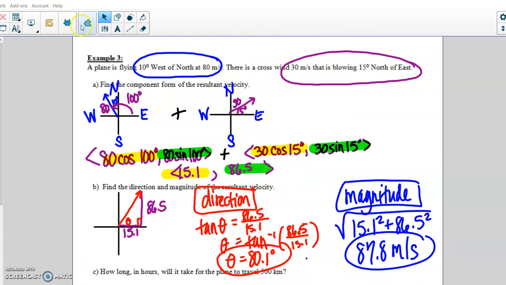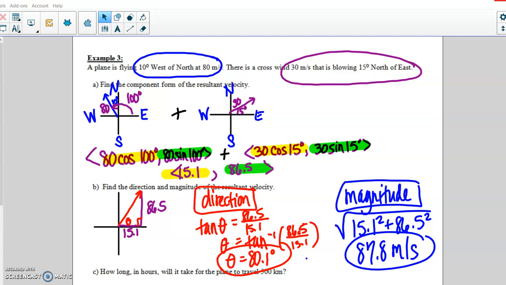It says a plane is flying 10 degrees west of north at 80 meters per second. There is a crosswind of 30 meters per second that is blowing 15 degrees north of east. So we have the way our plane is flying, and then we have a crosswind acting on it as well, which is another force. So we're going to have to add these two forces together to figure out where our plane is. It says to find the component form of the resultant velocity.